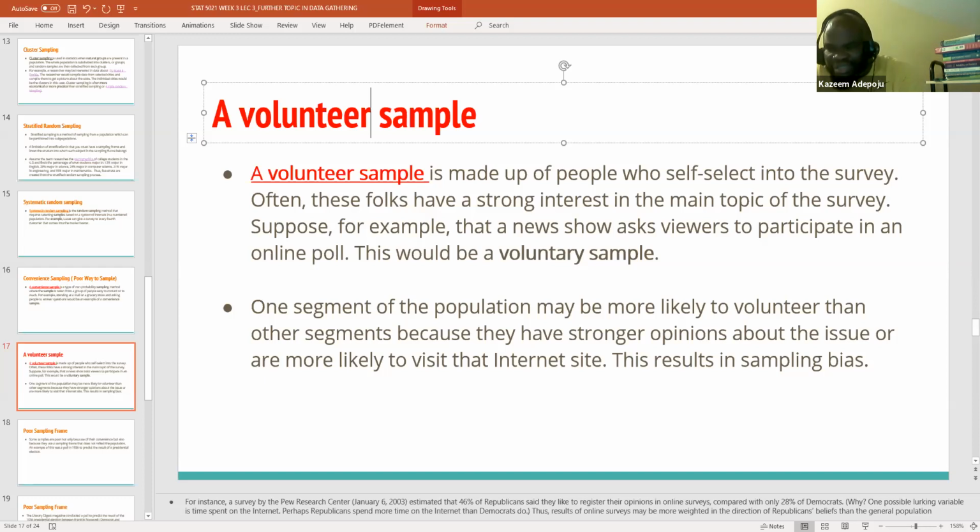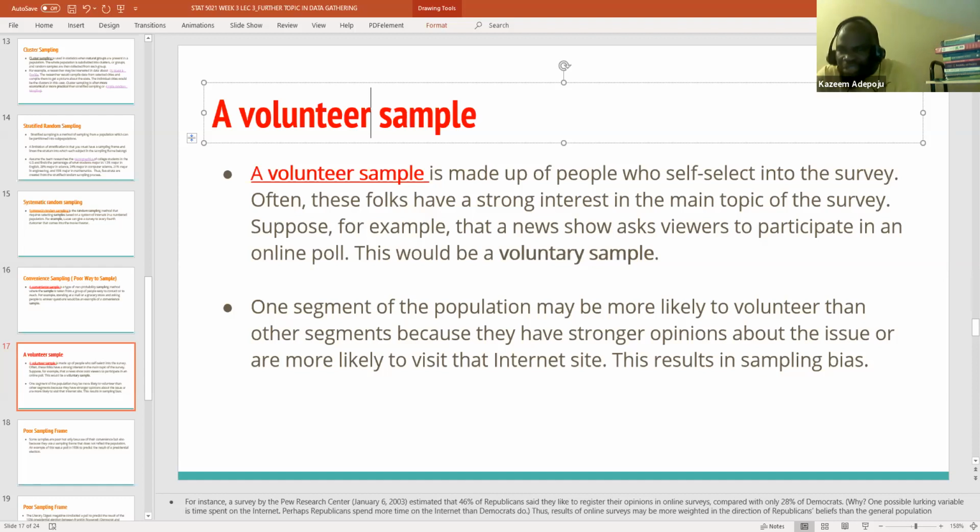Now there's something I want to discuss right now. Around 2003, maybe January 6, 2003, Pew Research conducted an online survey where they asked people across party affiliation whether they would like to discuss something to do with the country online. They estimated that 46% of Republicans said they'd like to register their opinion in an online survey, while only 28% of Democrats agreed to that.